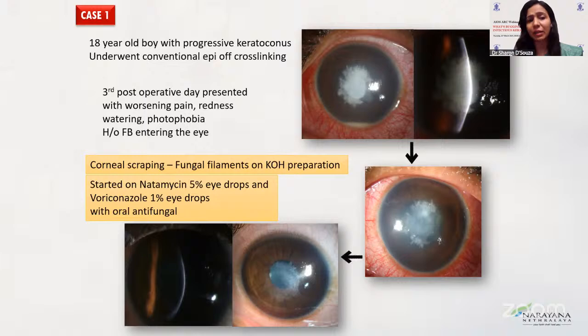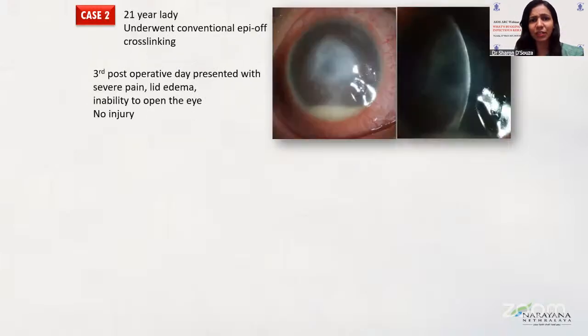He was started on natamycin and voriconazole because there was hypopyon, and we wanted to hit it as hard with an oral antifungal. And thankfully, it healed well. There is some scarring, but we know that the cornea remodels beautifully. And so over time, the scarring does reduce quite significantly.